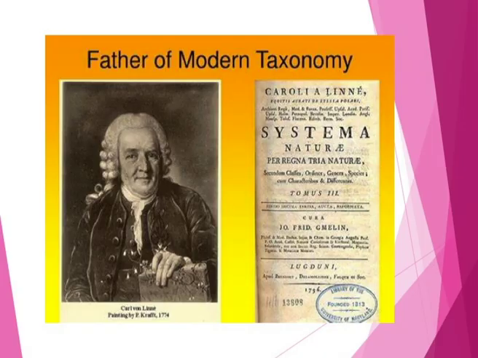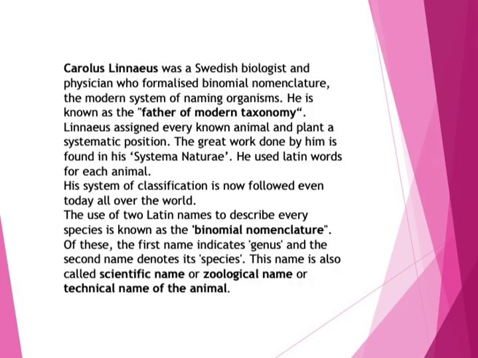Now, this is a picture of the father of modern taxonomy, Carolus Linnaeus. Carolus Linnaeus was a Swedish biologist and physician who formalized binomial nomenclature, the modern system of naming organisms. He is known as the father of modern taxonomy.